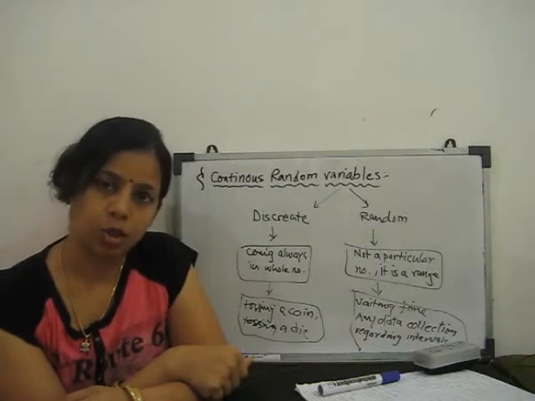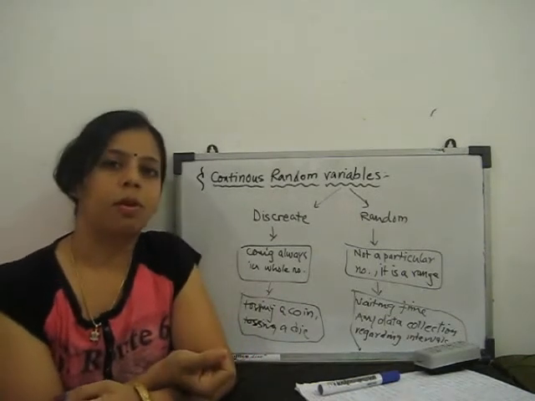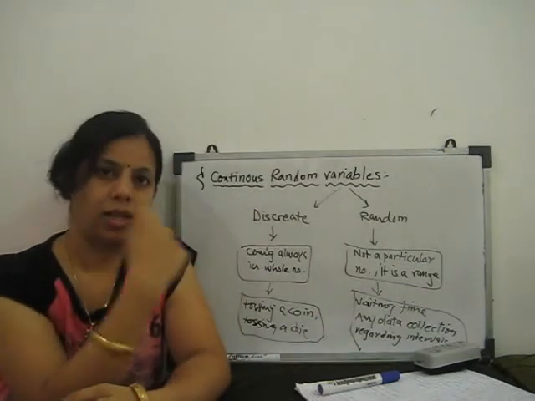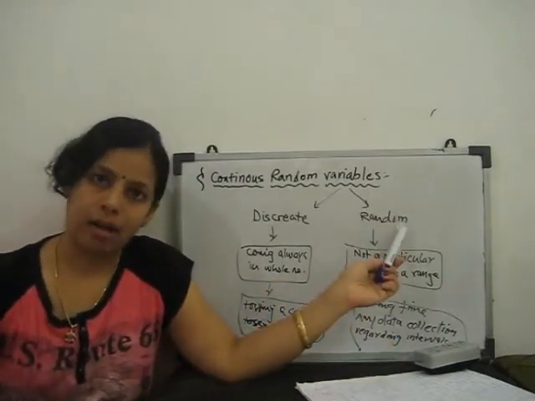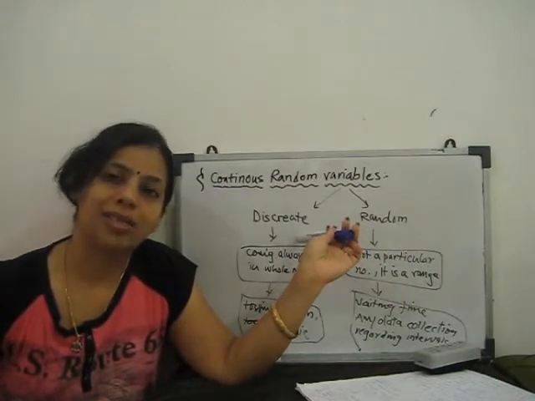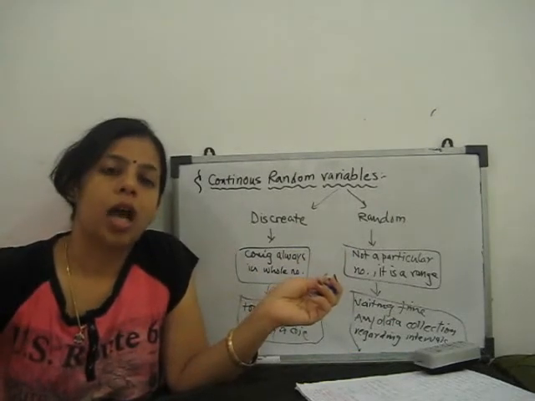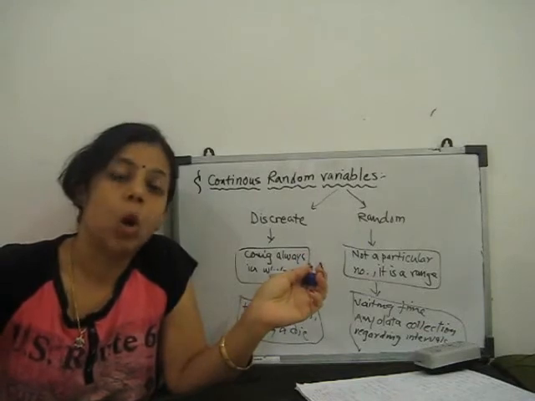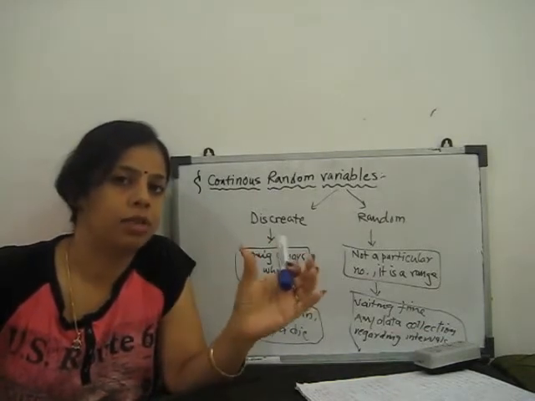Before I start the continuous random variable, we have to know which types of variables are present. There are two types of variable, as you know. One is discrete, the second one is continuous random variable. Which type of variables do we call discrete variables? Discrete variables are sets of data which always come as whole numbers, meaning they are not a collection of data within any range.